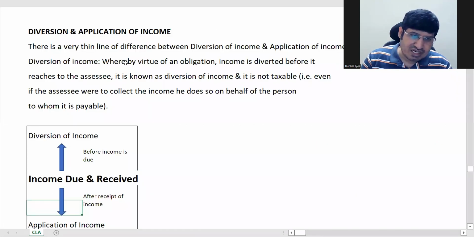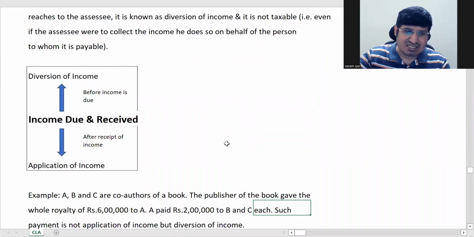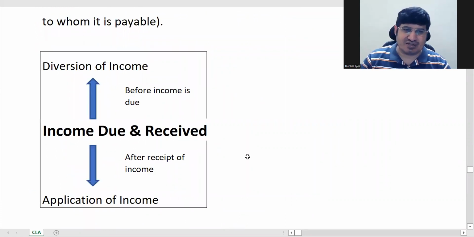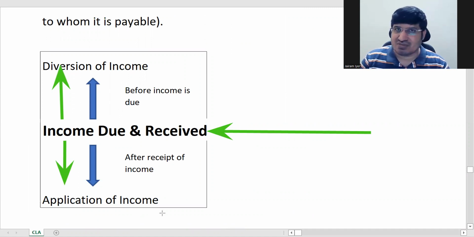So this is what we had done in basic concepts like diversion and application of income. So here we had said, this is the figure we had seen, correct? If you remember, this was your point of income when income is due and received. If it is diverted before this, then it will not be part of income. But if it is applied, that means normally any application, including for charity, is an application of income and it will be taxable. But diversion will not form part of your total income.